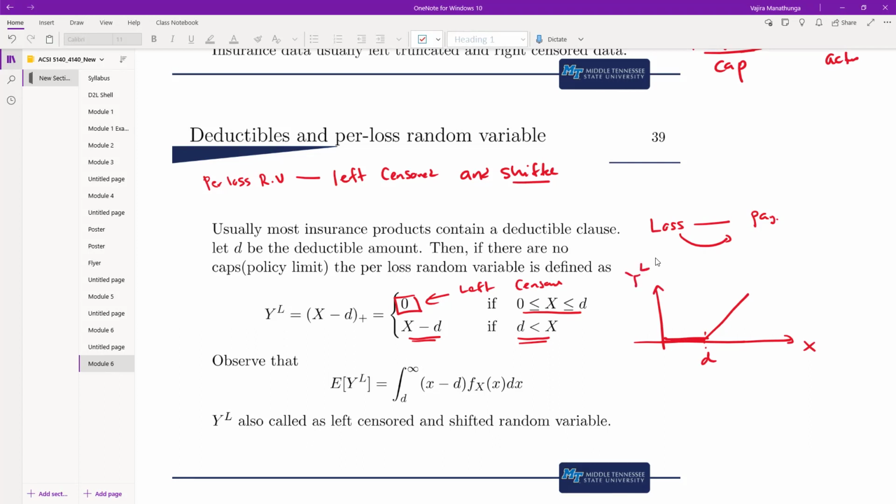And now with this one, you can really see the expected value of YL. We can integrate from 0 to infinity YL times f of x dx, but YL equals x minus d. So you need to adjust the limit, because 0 to d the value is 0. So it's really from d to infinity. Then the value is actually x minus d because you have to use the deductible. Then f of x, the random variable density function.